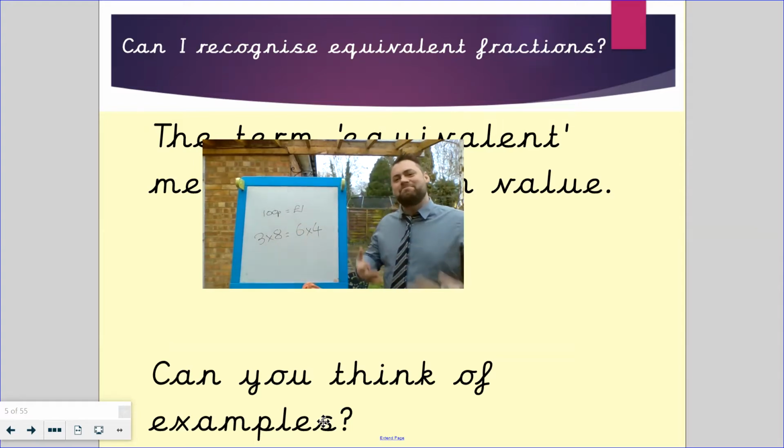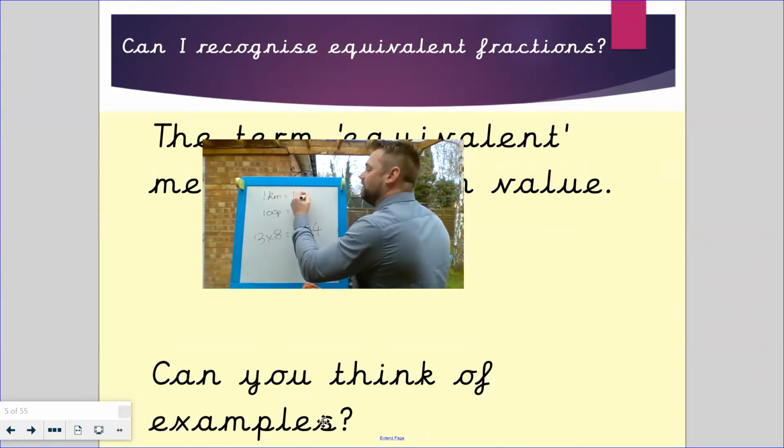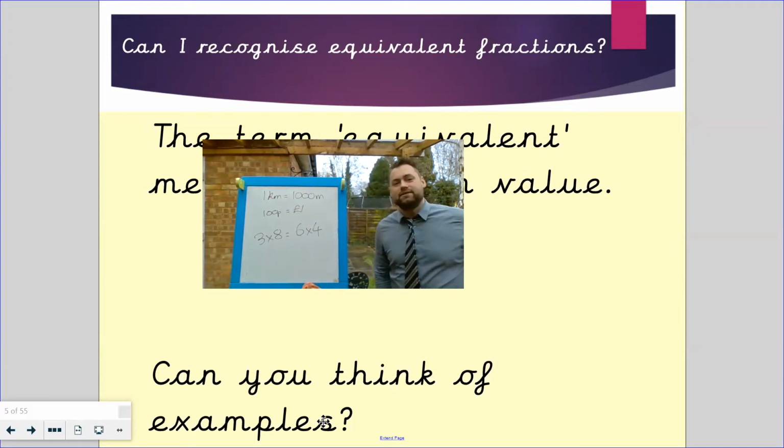So it's the same amount, yeah? So this amount is the same as this amount. They are equivalent, all right? Let's think of some other equivalences that we may have. We've got 1 kilometer is equivalent to 1,000 meters. We've done that in maths this year, haven't we? Yeah. So you've probably got more things that are equivalent. These are just a few examples.